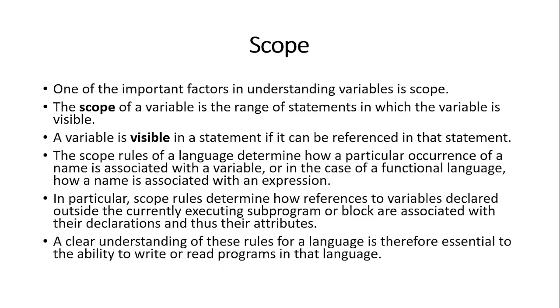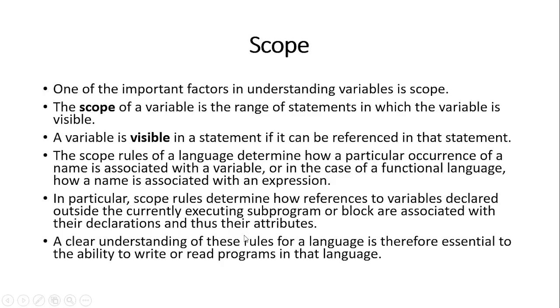In particular, scope rules determine how references to variables declared outside the currently executing subprogram or block are associated with their declarations and thus their attributes. Suppose we have a subprogram and we have some references to variables, and these variables are declared outside the subprogram. Then the scope rules will determine how this reference can be done.